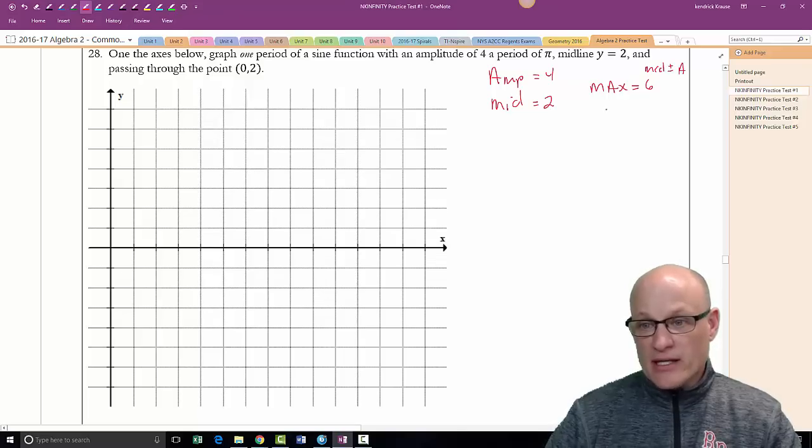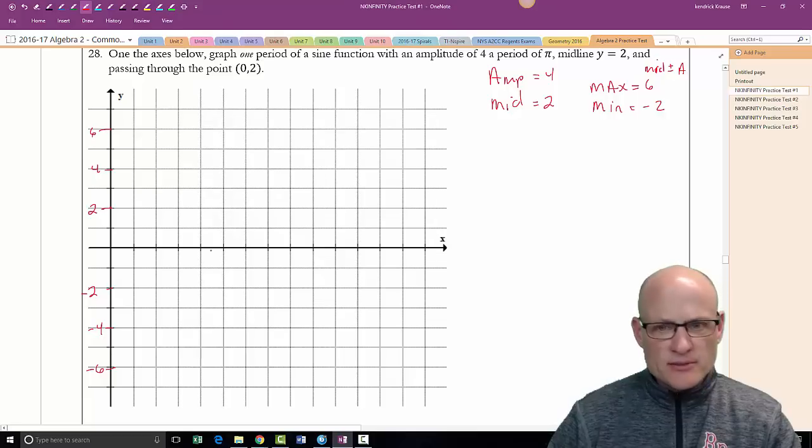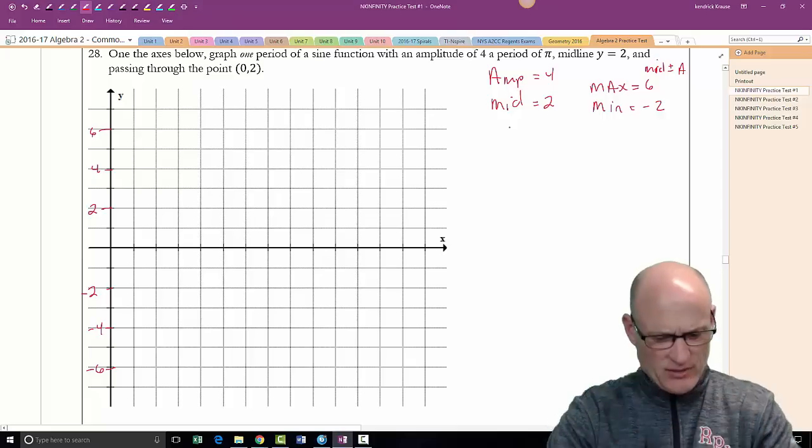So my max will be 6 and my min will be negative 2. So I guess I got to make every one of these 2. Every one of these 1. So 2, 4, and 6. And then let's go negative 2. And negative 4. And negative 6. Something to that effect. All right, so my period, which is B, my period, gosh, bless it.